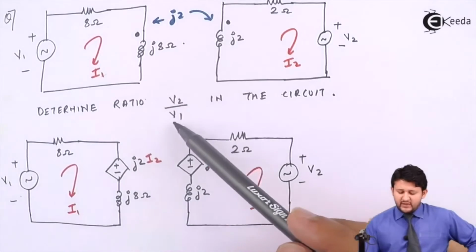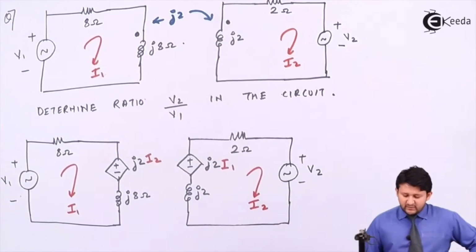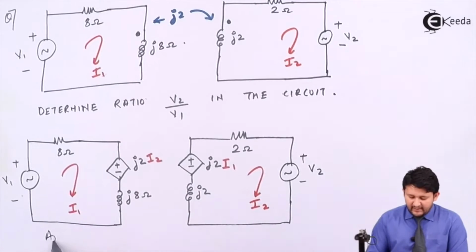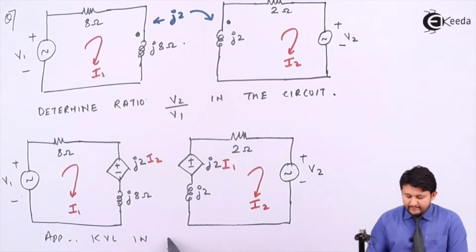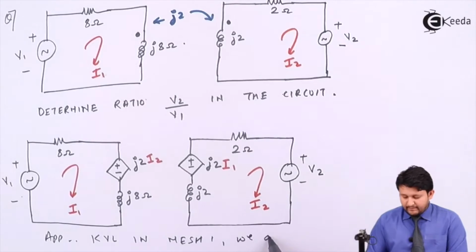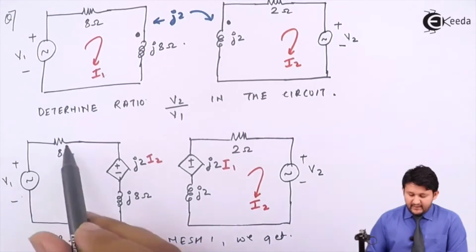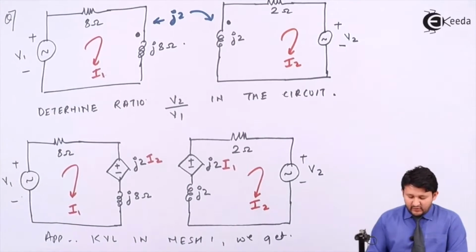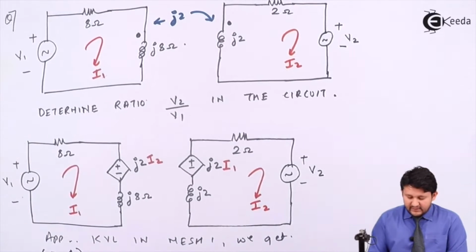At the end, I need to find the ratio of V2 by V1. So let's do it part by part. In this loop, I'll be applying KVL in mesh 1. We get, add both the values, the real value as well as the imaginary value. So in this case, you will be getting 8 plus j8, the current flowing is I1, sign will be positive. Any other current? No.